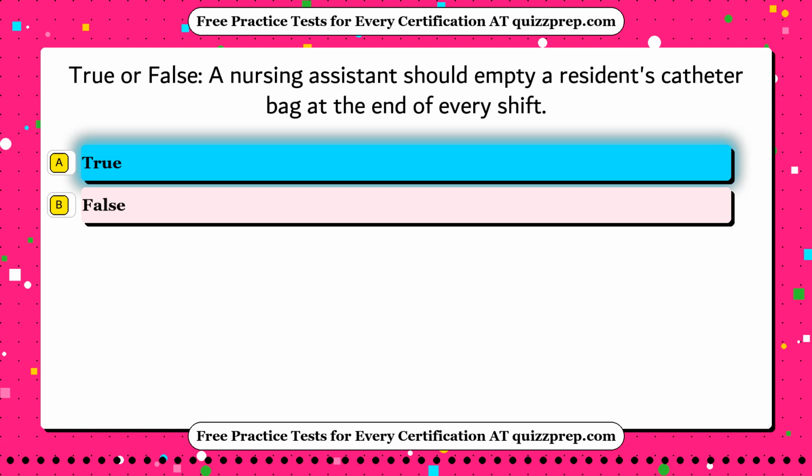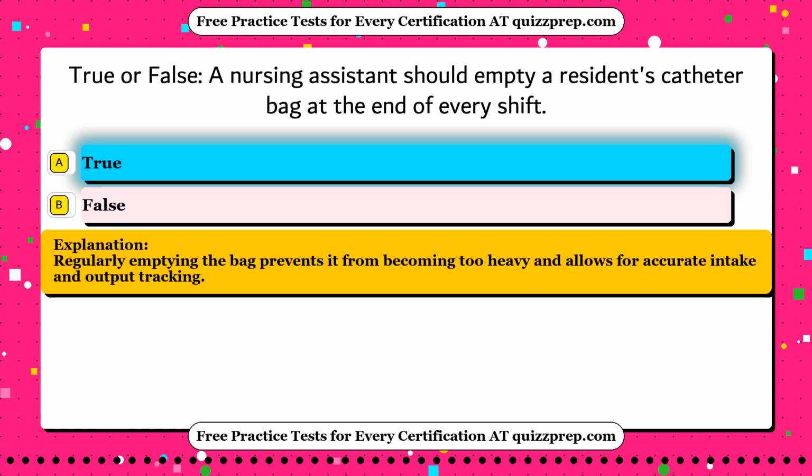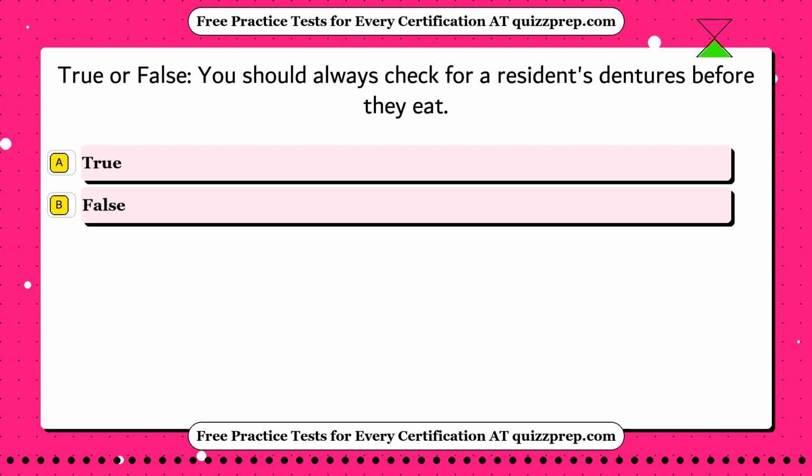The correct answer is option A, true. Regularly emptying the bag prevents it from becoming too heavy and allows for accurate intake and output tracking. Question 97. True or false, you should always check for a resident's dentures before they eat? Option A, true. Option B, false.